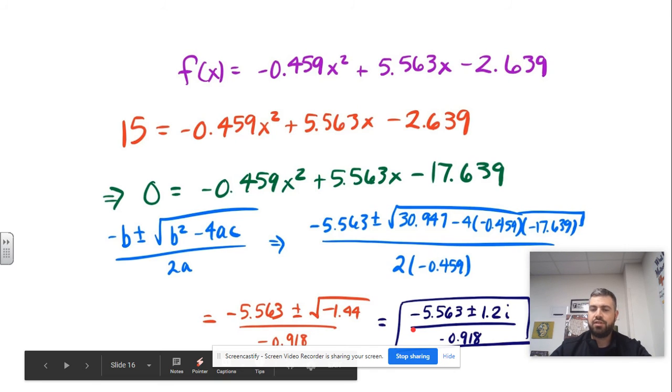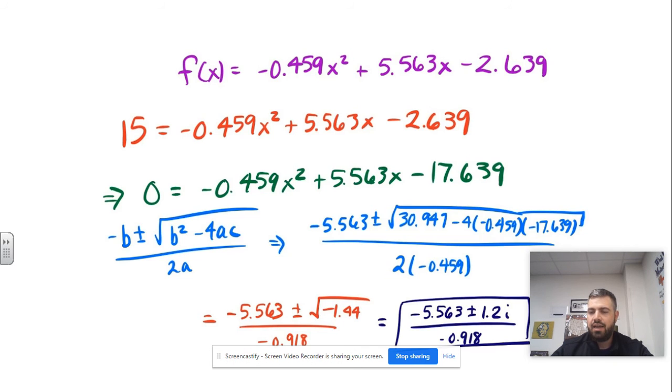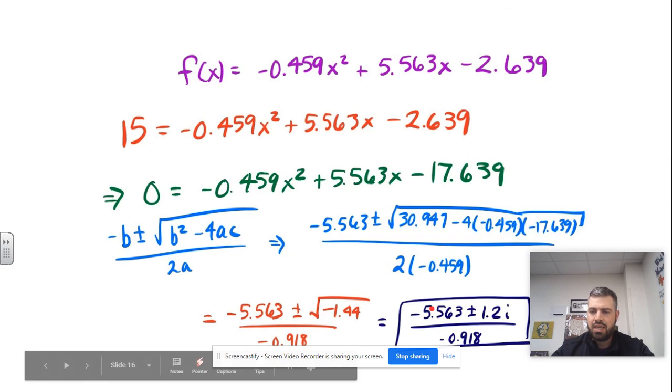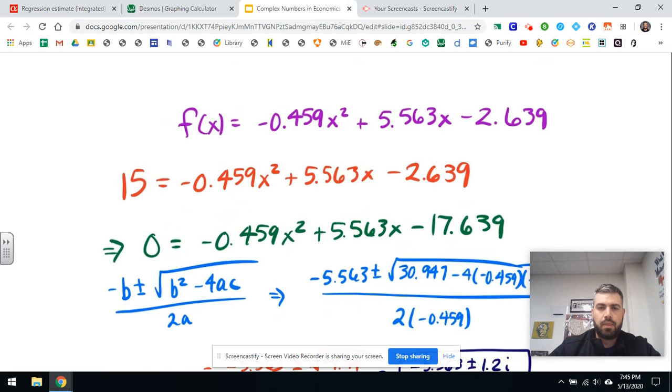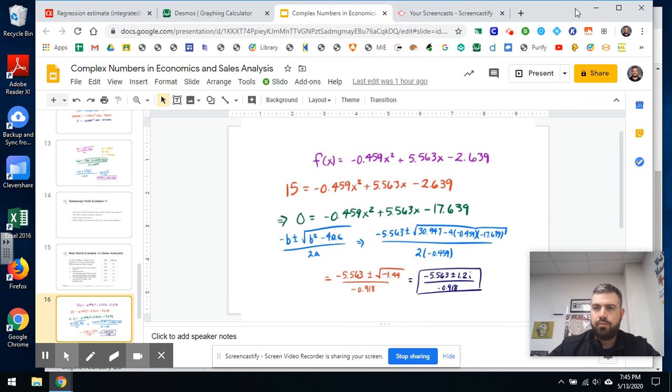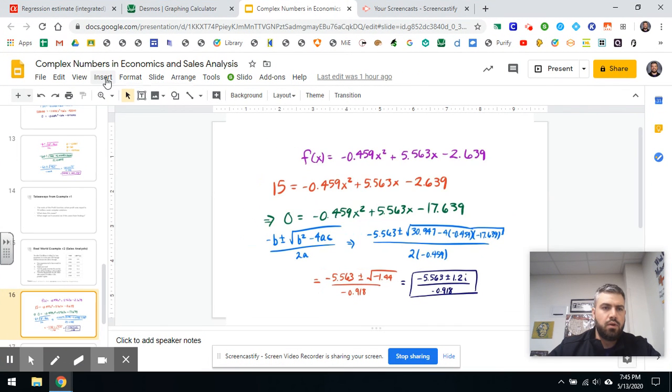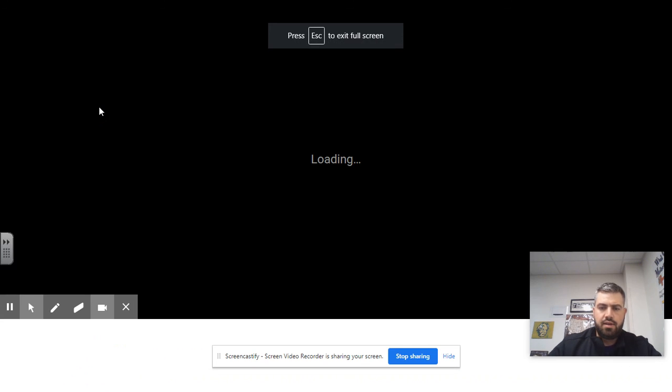It's negative 5.563 plus or minus 1.2i all over negative 918 thousandths, right? So again, this is not a solution that's in the real numbers. So what could we do? Okay, so we'll look at that, right?